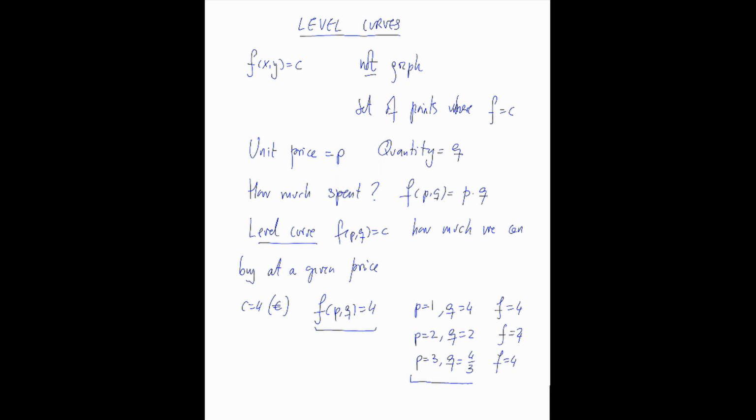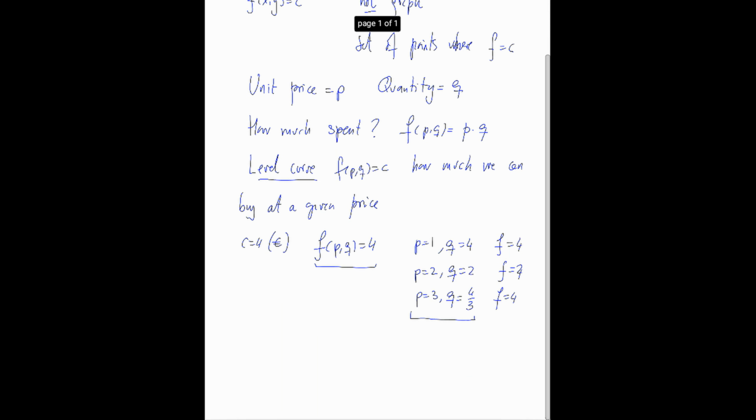So all these combinations of price and quantity are the level curve for this function at the level 4. Represented graphically, taking into account that prices and quantities are positive, this is a branch of a hyperbola. This is, for example, for f equal to 4. Lower here would be how much we can buy when f is equal to a smaller value, for example, 3.5. And above here is what we could buy with f equal to 4.5.